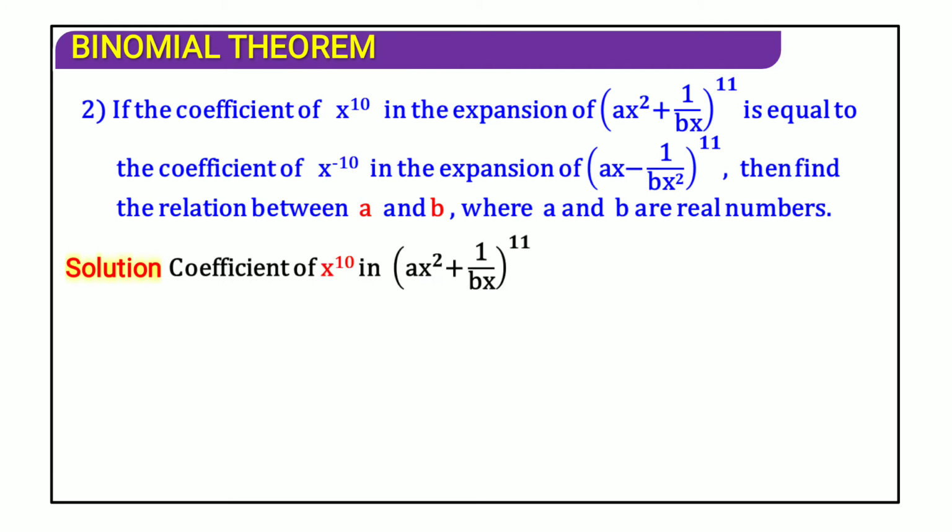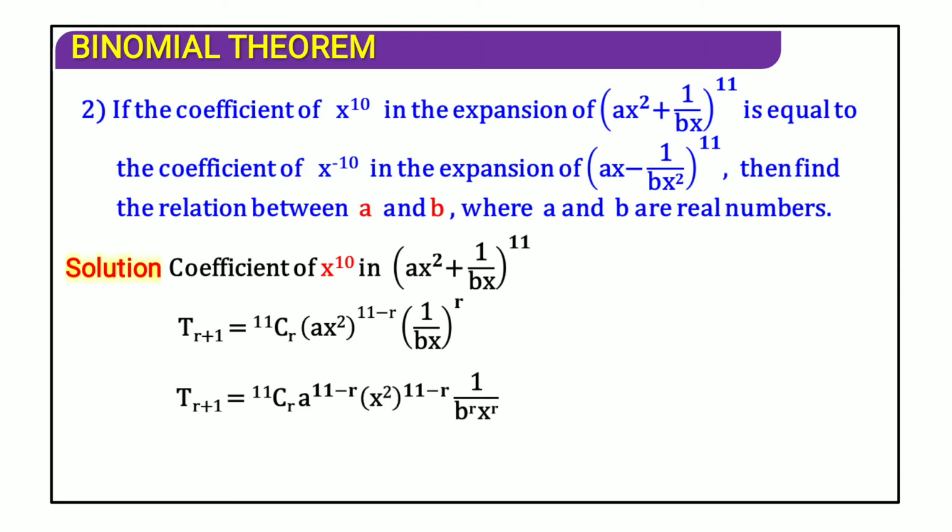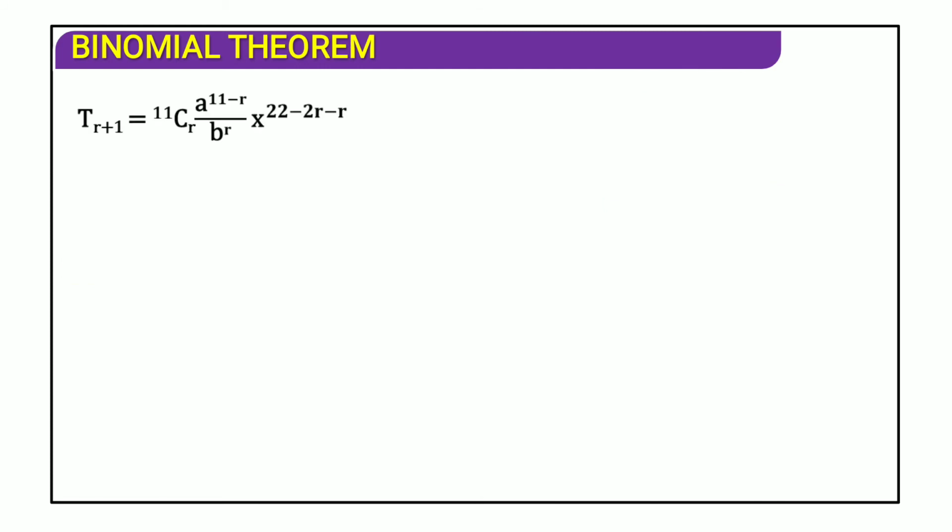value of the power of x, which we can calculate by using the general formula T(r+1). As you know, T(r+1) equals nCr x to the power n minus r a to the power r. n is 11 over here, so T(r+1) seems to be 11Cr a to the power 11 minus r, b to the power r, x to the power 22 minus 2r minus r.